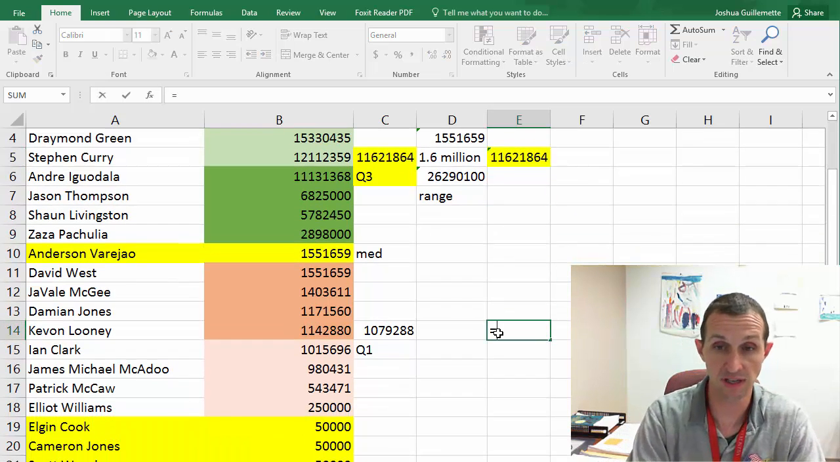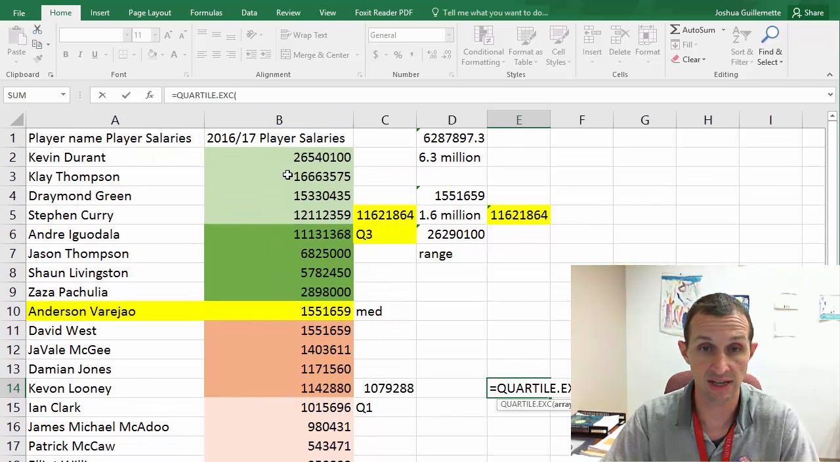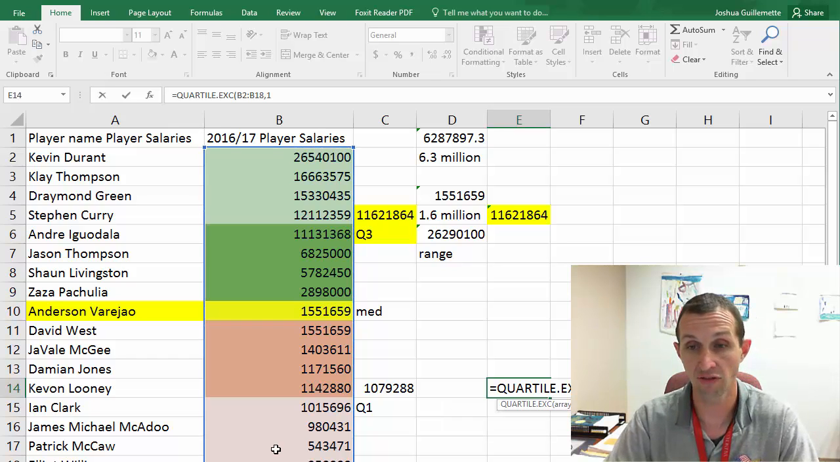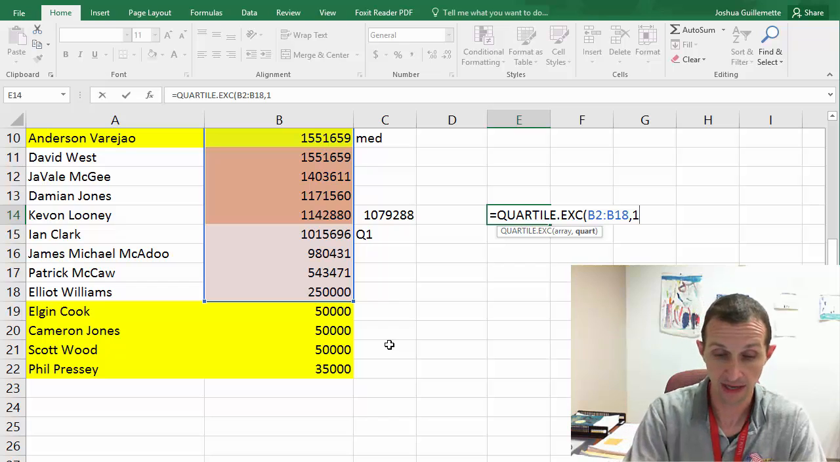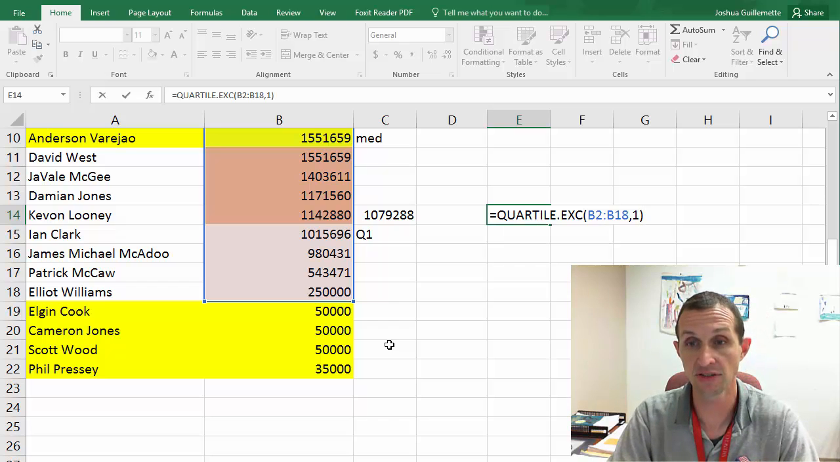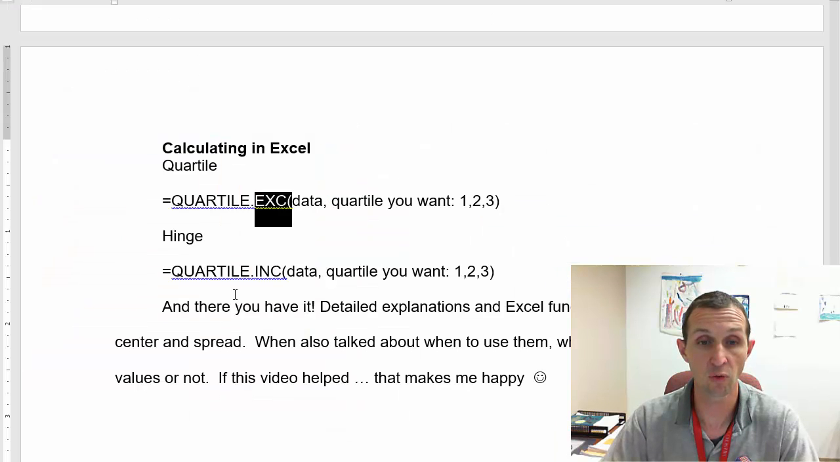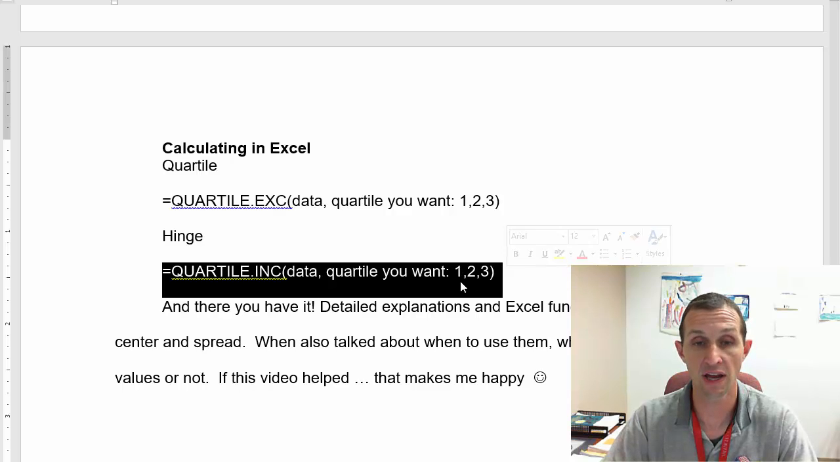So I hit tab and enter, and you can see these two numbers match exactly, and that makes me super happy. And so I'm going to do the same thing down here, quartile exclusive. I'm going to take the same data that I've been using, but now I'm going to use that first quartile, right, first quartile, and I'm going to hit enter, and you can see it's exactly the same number, and so that makes me super happy.